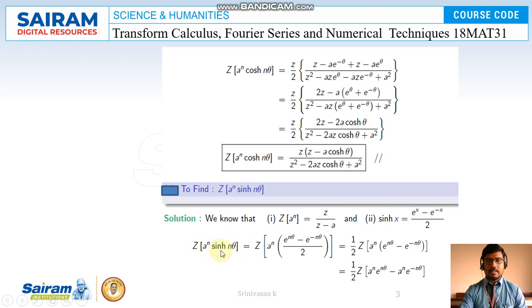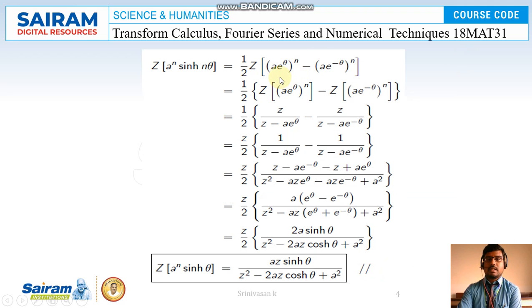So apply this sinh value to the function Z of a power n sinh n theta. What is sinh n theta? That is e power n theta minus e power minus n theta divided by 2. Here also taking 1 by 2 outside and multiplying a power n inside, the general term is a e power theta whole power n minus a e power minus theta whole power n. Taking Z transform on each term and applying the formula, we get z divided by z minus a e power theta minus z divided by z minus a e power minus theta. Here z is common, taking it outside we get z divided by 2 and 1 divided by z minus a e power theta minus 1 divided by z minus a e power minus theta.